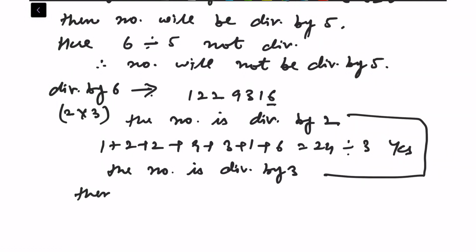Then we can say that the number is also divisible by 6. This is the test to see if the number is divisible by 6 or not. For it, we have to see the number should be divisible by 2 and 3 both. If the number is not divisible by 2 or 3 or both, the number will not be divisible by 6.